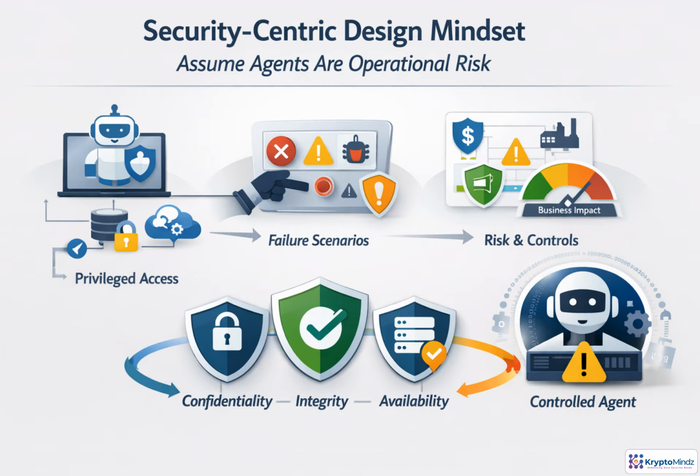When an agent can query SIEM data, open tickets, change IAM settings, or trigger SOAR playbooks, it is no longer just an assistant. It is operational software with privileges. Secure design starts with 3 questions. What could go wrong? What impact would it have? And what control prevents it? Limit permissions, refresh context, require approval for risky actions, and log decisions. The goal is constrained autonomy, useful speed without open-ended authority.